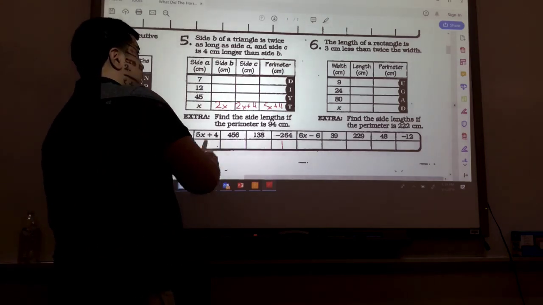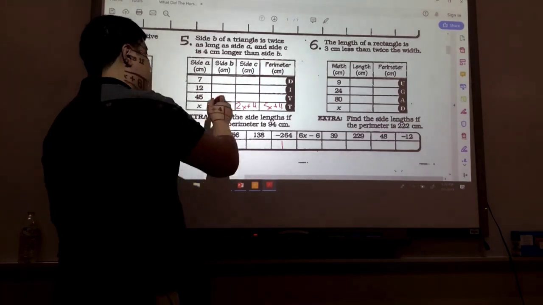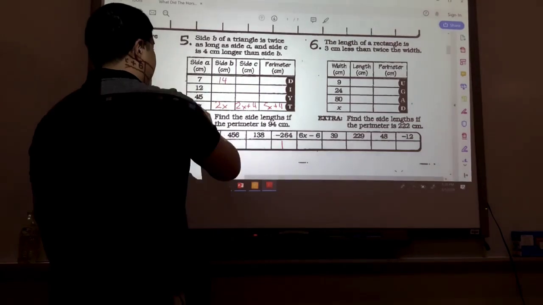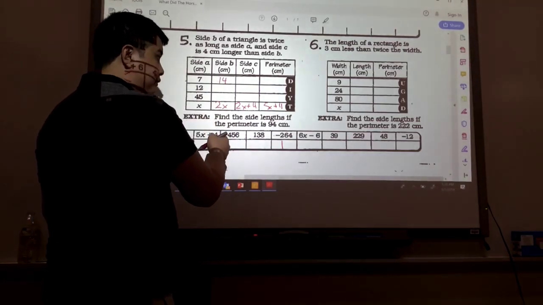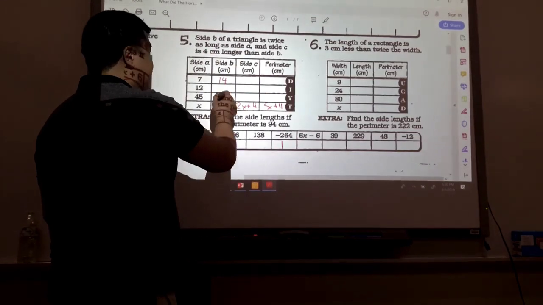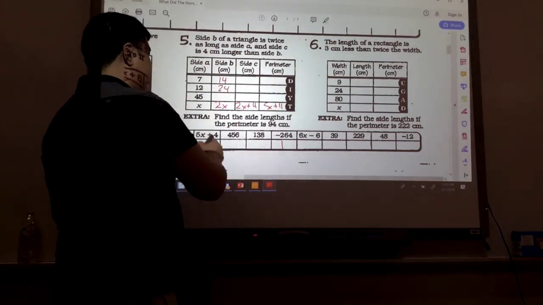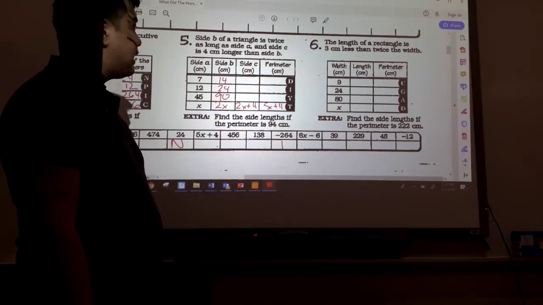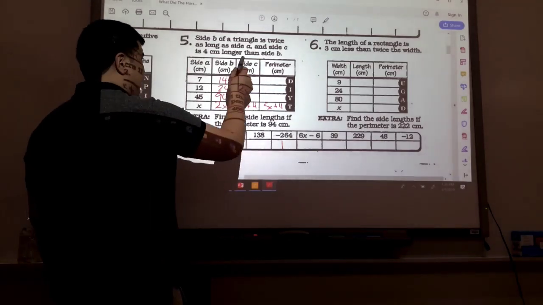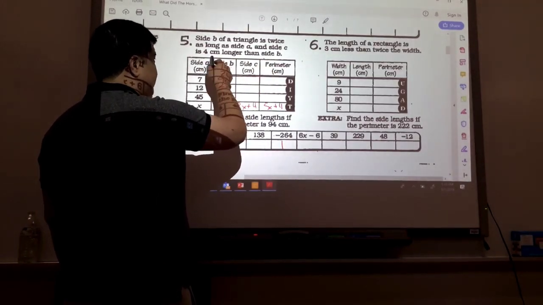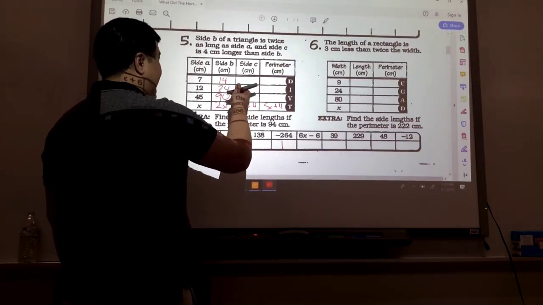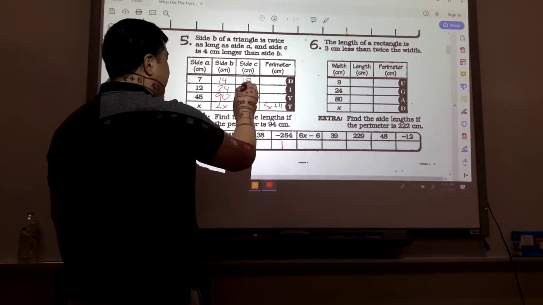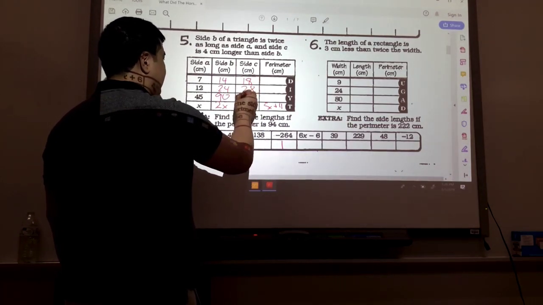We have, if side A is 7, the next side is going to be 2x, which is 2 times 7, 14. If it's 12, it's going to be double that, twice as long as side A, 24. Over here, twice as long as 45 is 90, because 45 times 2 is 90. Here it says the third side, side C, is 4 centimeters longer than B, so therefore we have to add 4, which is 18. Here, add 4, 28, 90 plus 4, 94.